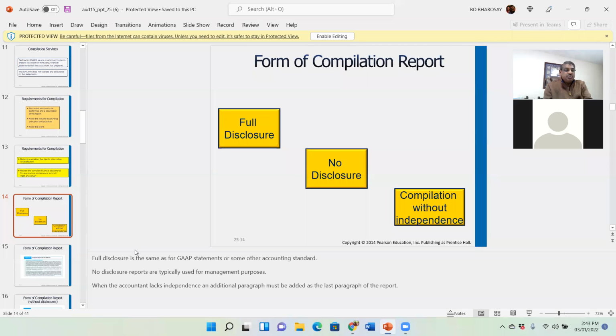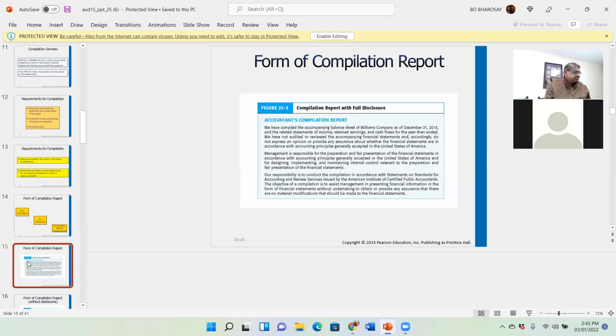Your compilation report, Figure 25-3 on the top of page 805. But basically we have 3 paragraphs. The first one, we are telling the reader what we do, and that we do not express an opinion or provide any form of assurance.